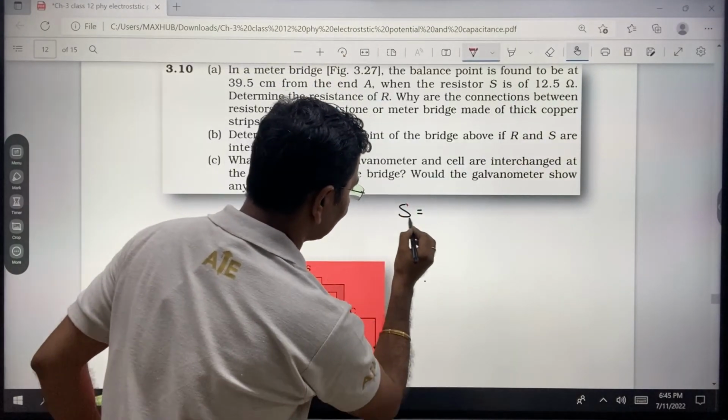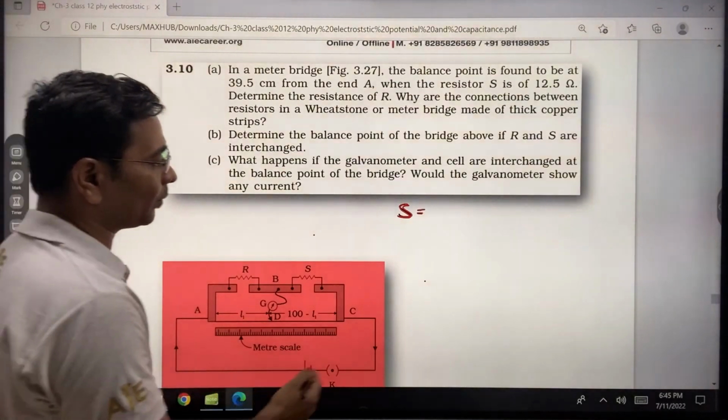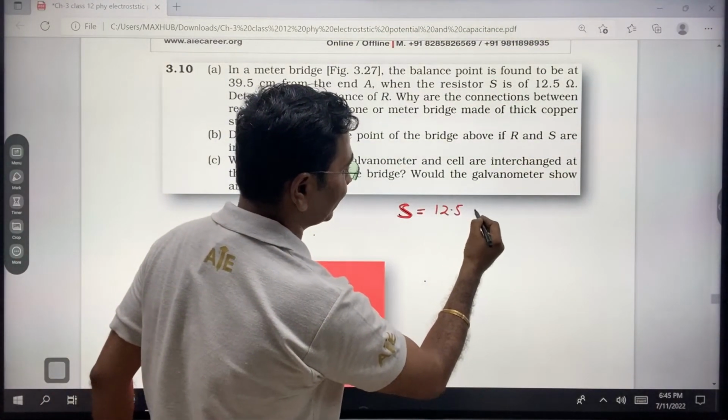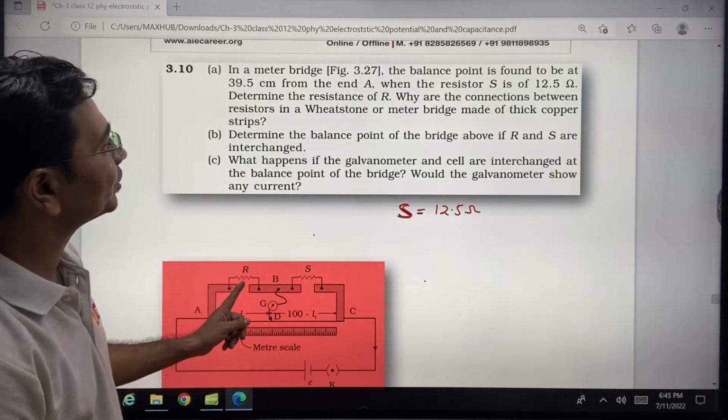So resistance S is given to me. How much is S given? So S to be found as 12.5. So I have taken S as 12.5 ohms. Okay. Determine the resistance R. So I have to find this R.